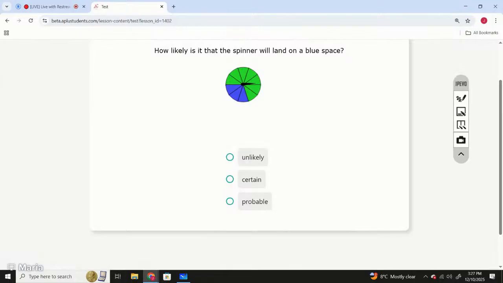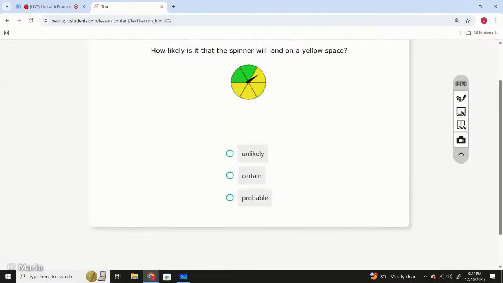How likely is it that the spinner will land on a blue space? So which is the correct option? Just look at the spinner. The spinner has more portion that is green, right? So it is unlikely to land on blue. The correct option is unlikely.